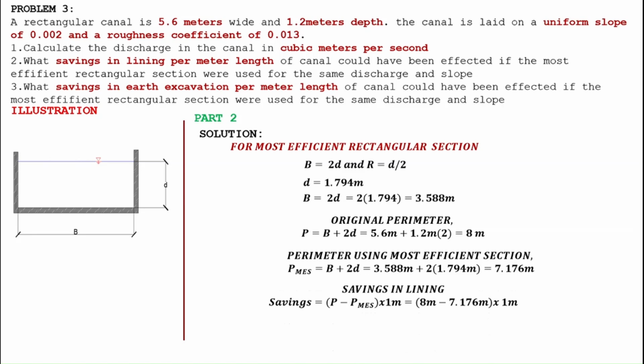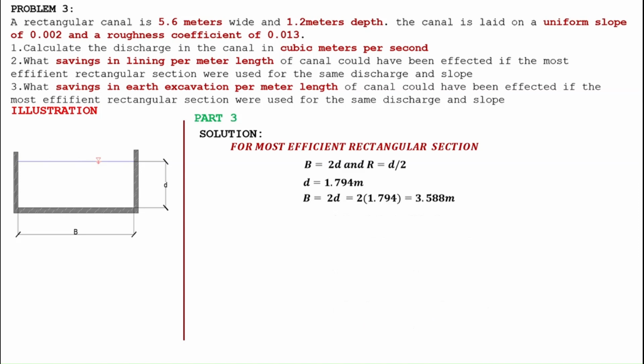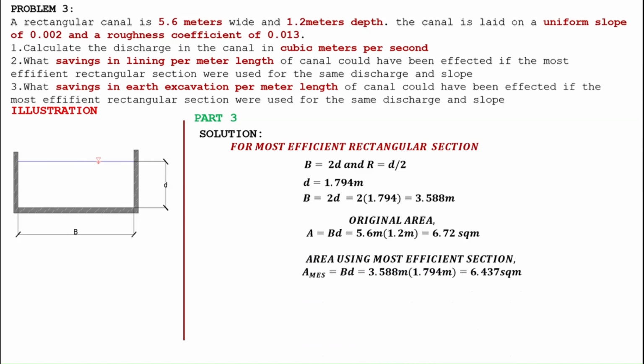Savings in lining therefore is equal to original perimeter minus most efficient perimeter times 1 m, or 8 m minus 7.176 m times 1. Savings in lining therefore is equal to 0.824 square meter per meter length. For our original area, area is equal to base times depth, or 5.6 meters times 1.2 meters, or equal to 6.72 square meters. For our area using most efficient section, area is equal to base times depth, or 3.588 meters times 1.794 meters, or equal to 6.437 square meters.